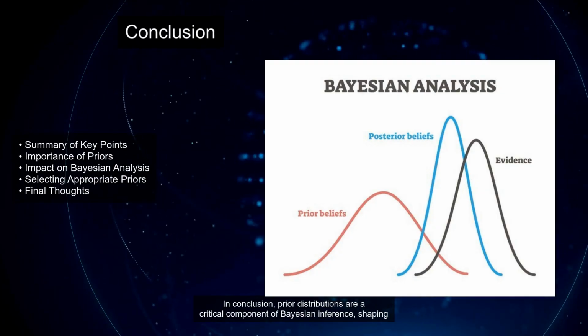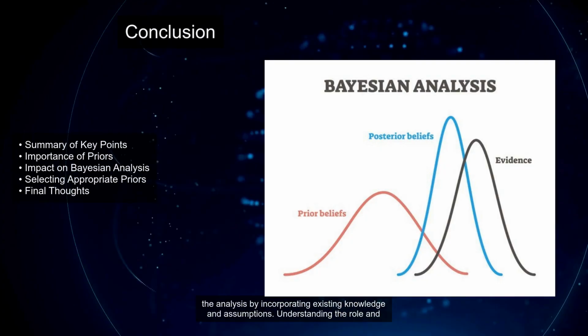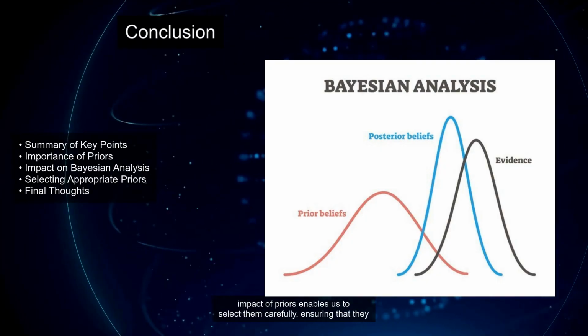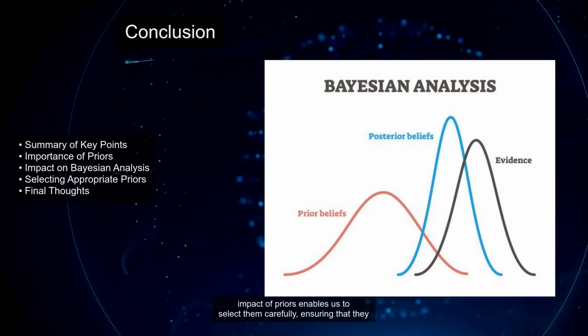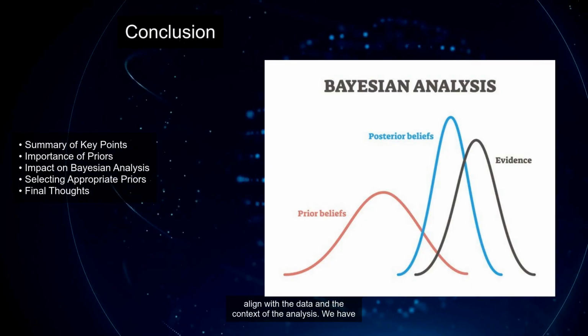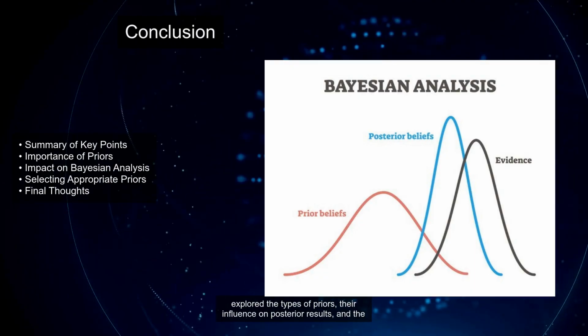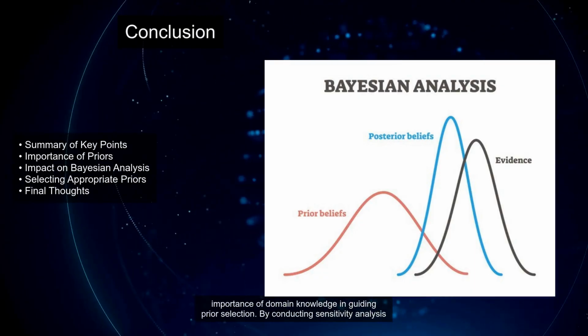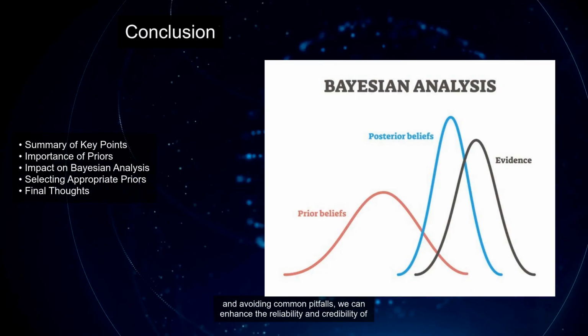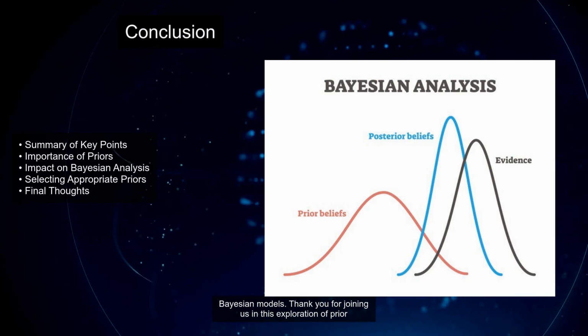In conclusion, prior distributions are a critical component of Bayesian inference, shaping the analysis by incorporating existing knowledge and assumptions. Understanding the role and impact of priors enables us to select them carefully, ensuring that they align with the data and the context of the analysis. We have explored the types of priors, their influence on posterior results, and the importance of domain knowledge in guiding prior selection. By conducting sensitivity analysis and avoiding common pitfalls, we can enhance the reliability and credibility of Bayesian models.